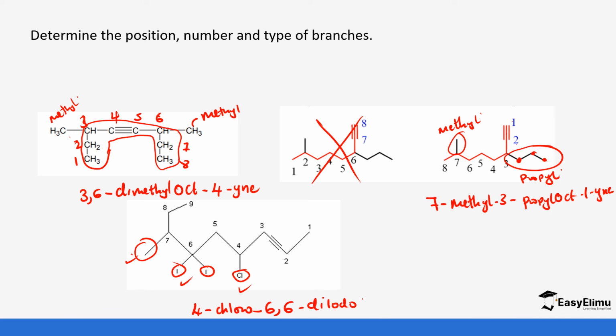And then there is a methyl, 7-methyl. The parent name is non. And then the triple bond is at carbon number 2, so it becomes 2-yne. So that's how you name using the branches. That's how you name alkynes as well.